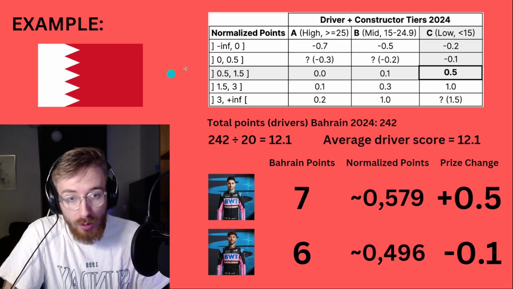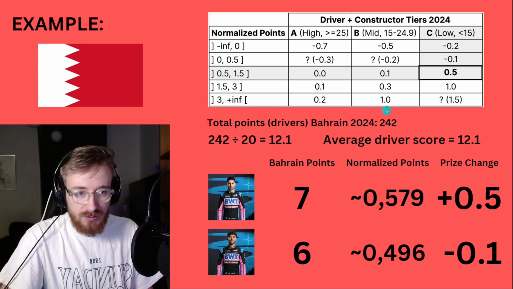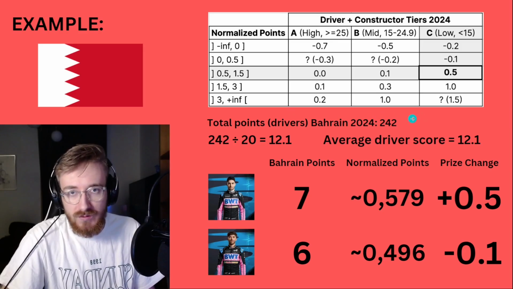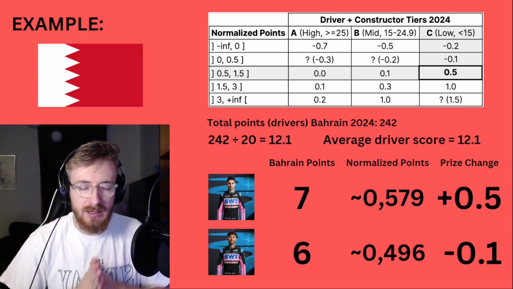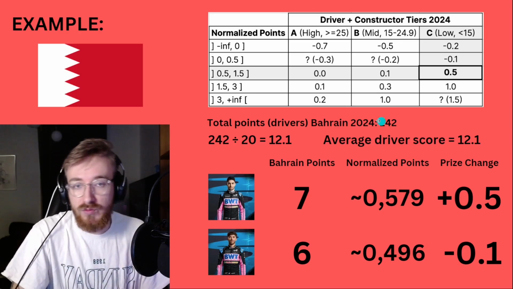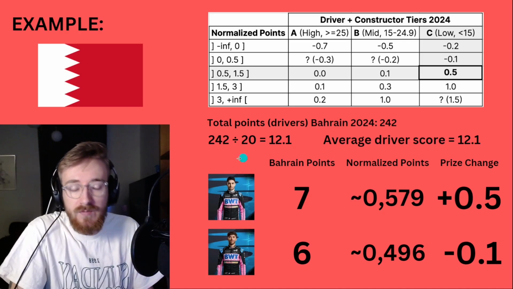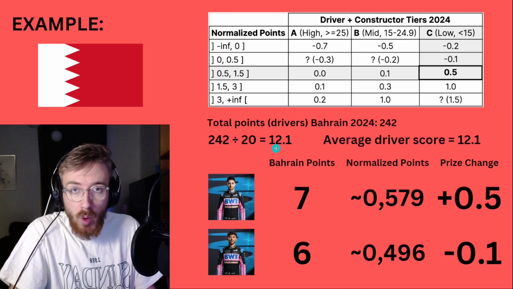The total points for all the drivers in Bahrain 2024 were 242. That is, if you take all of their combined scores at the end of the race weekend, qualifying and race included, it was 242. There are 20 drivers on the grid, which ended up making the average 12.1.